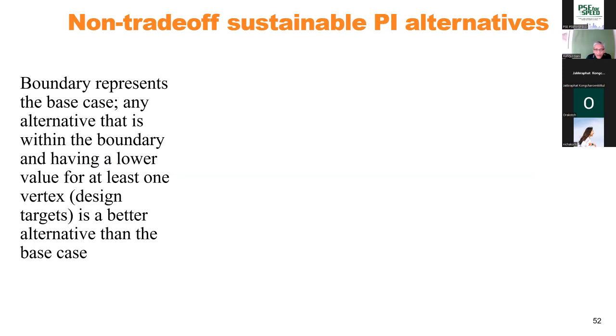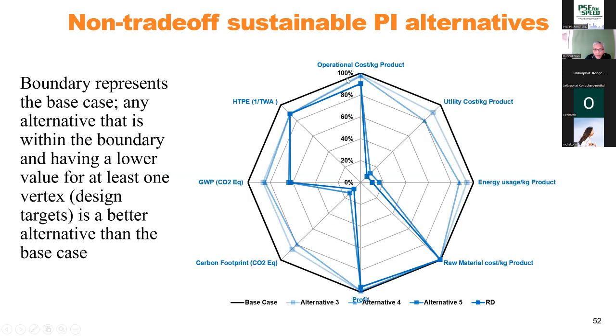And if we look at it from a radar plot, the boundary is the base case, and all the alternatives, including the reactive distillation, are inside. So from a sustainability, circular economy point of view, we have identified alternatives that are better than what we have. And at the same time, we are making profit. We are reducing the carbon footprint.